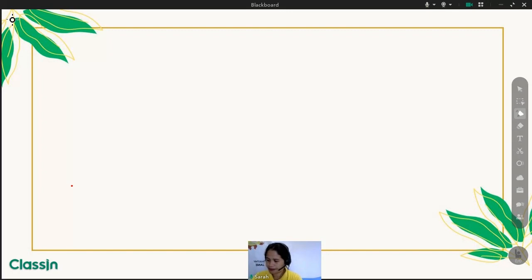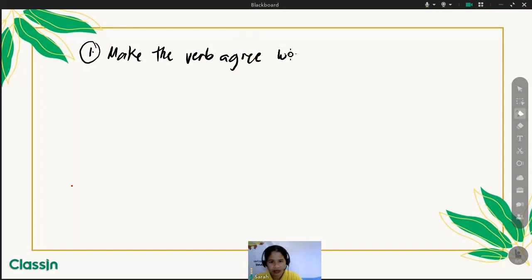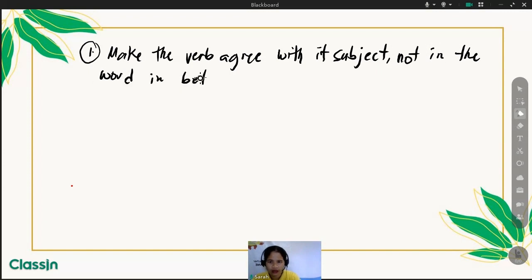Okay. The first one, it says here: make the verb agree with its subject and not with a word in between. So, pasensya na kayo guys, this is my pen match. So, tanjo na siya copy.